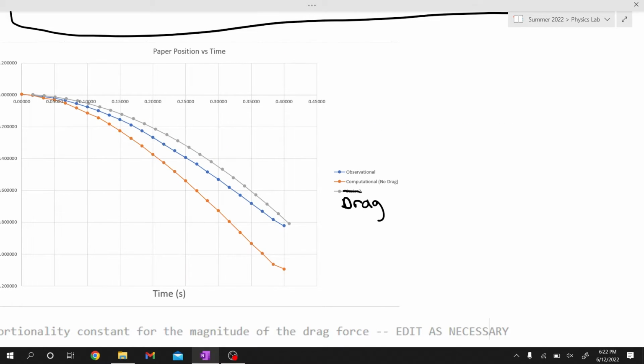One of the errors that could explain the discrepancy between our observed and computational model with the force of drag could be an error with the tracker software. The calibration wasn't staying consistent and I couldn't get it to quite line up. Also, the crumpled ball was not perfectly circular as the computational model assumed.